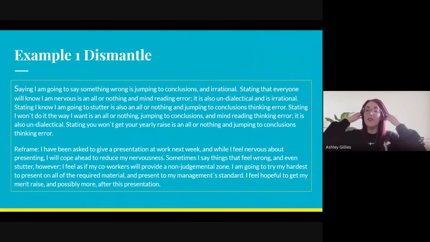Okay, that's what this is doing. I feel nervous about presenting, and I'm going to cope ahead to reduce my nervousness. We're not saying nervousness is going to go away. We're saying we're going to reduce it. Okay, sometimes I say things that feel wrong and even stutter. However, I feel as if my coworkers will provide a non-judgmental zone. That's better.